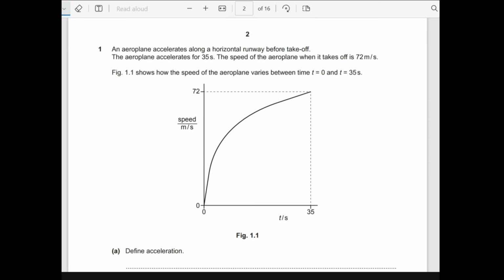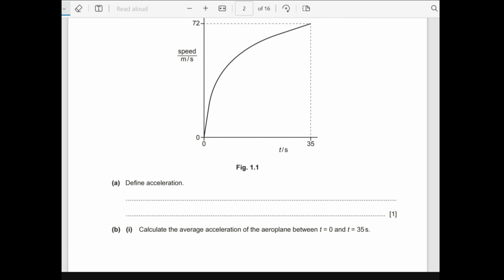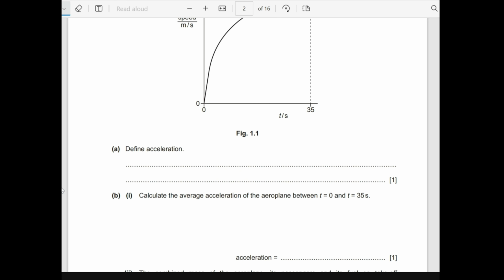Okay, let's start. Number one, an aeroplane accelerates along a horizontal runway before take off. The aeroplane accelerates for 35 seconds. The speed of the aeroplane when it takes off is 72 meters per second. Fig 1.1 shows how the speed of the aeroplane varies between time t equals 0 and t equals 35 seconds. And the first question was saying define acceleration.